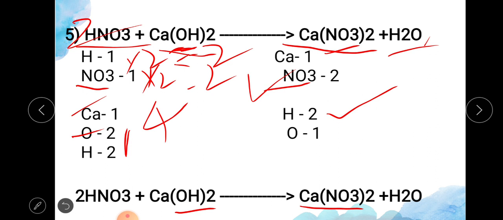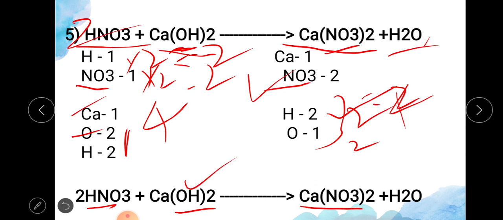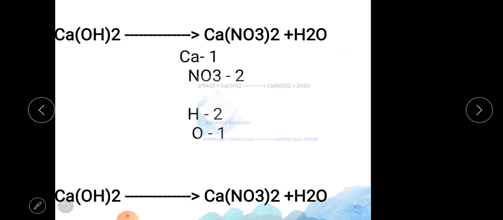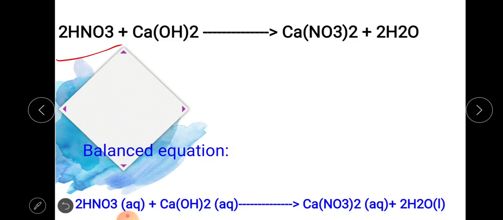So to make the hydrogen balance, what to do? We'll multiply this with 2. So hydrogen becomes 4 and oxygen becomes 2. Now the complete balanced chemical equation is 2HNO3 plus Ca(OH) taken twice, we will get Ca(NO3) taken twice plus 2H2O. This is the final equation. So the final balanced chemical equation is 2HNO3 plus Ca(OH) taken twice gives Ca(NO3) taken twice, that is calcium nitrate in aqueous form, plus 2H2O.